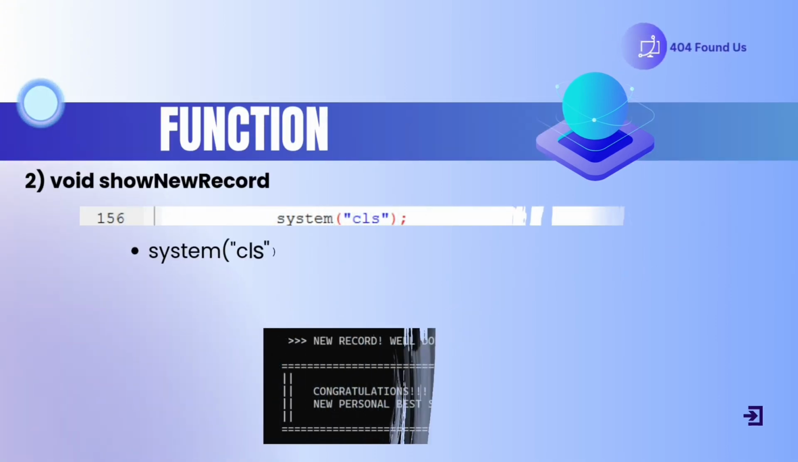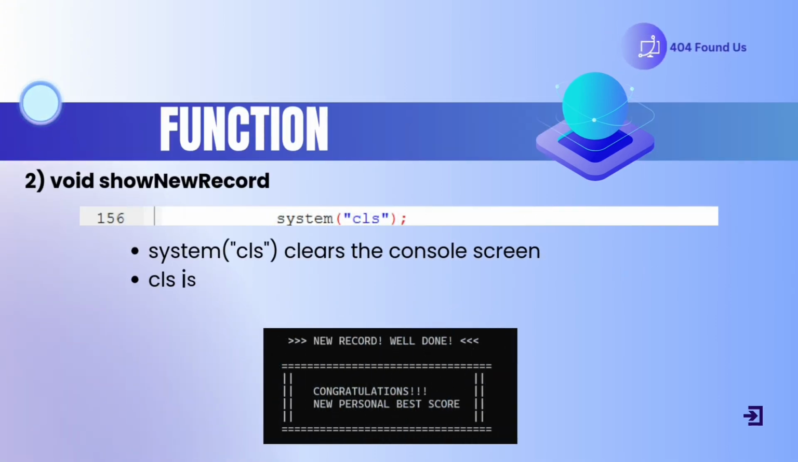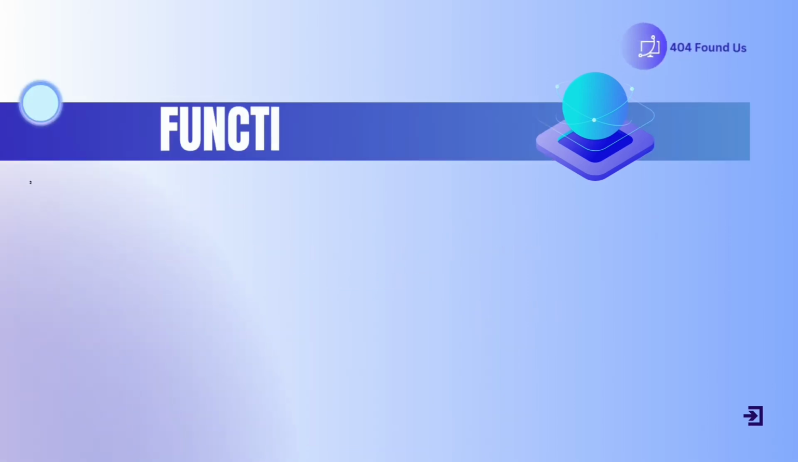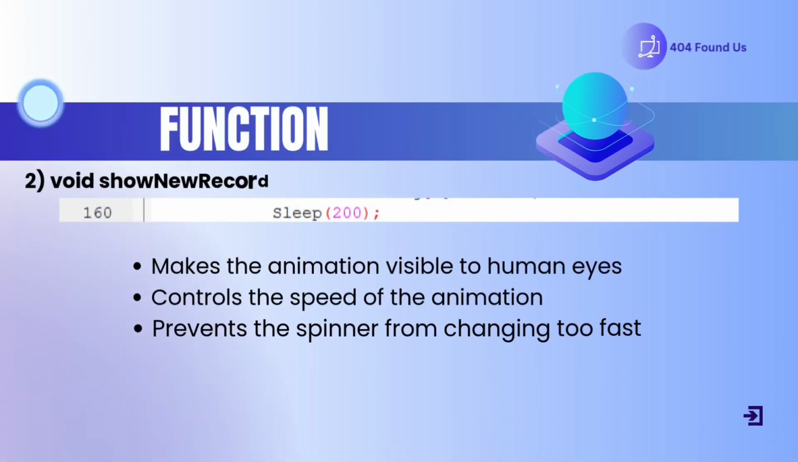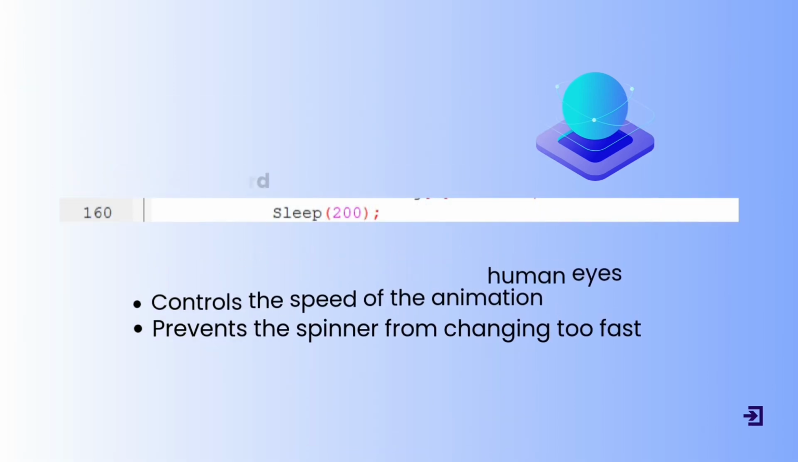Function void showNewRecord. system("CLS") clears the console screen. This line makes the animation visible to human eyes and controls the speed of the animation.